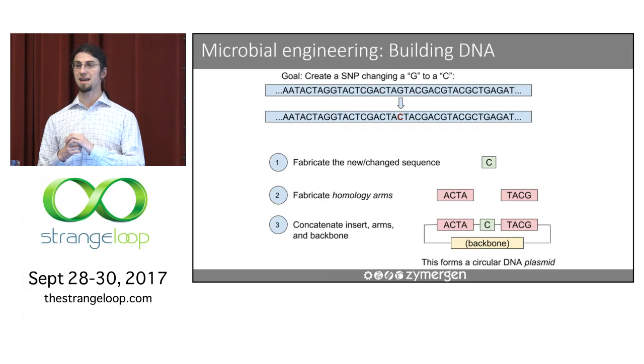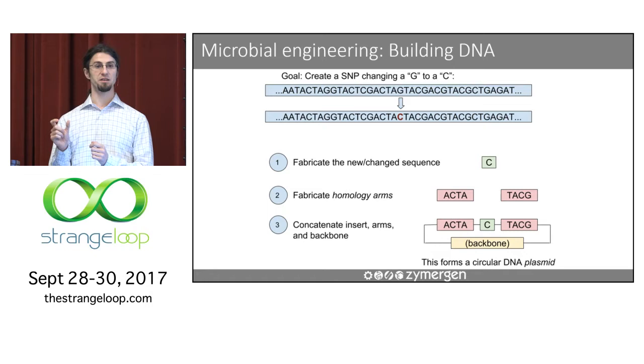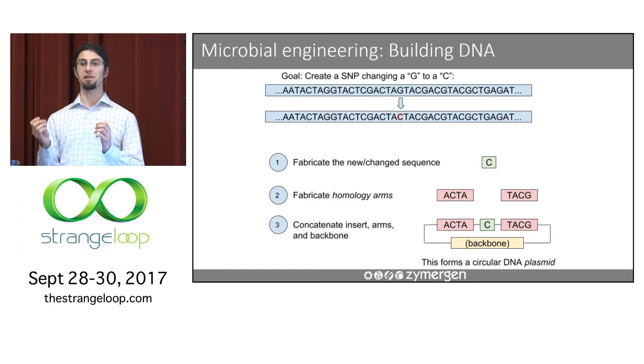The first of these parts is the actual change cassette that we want to insert, which in this case is just the letter C. Then we need to create what are called homology arms. Homology arms are regions that are to the left and to the right of the insert that match exactly the DNA of the underlying organism.